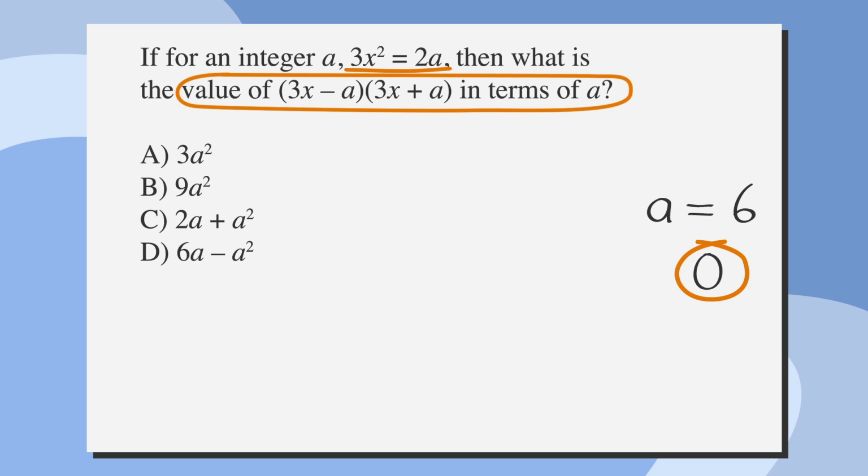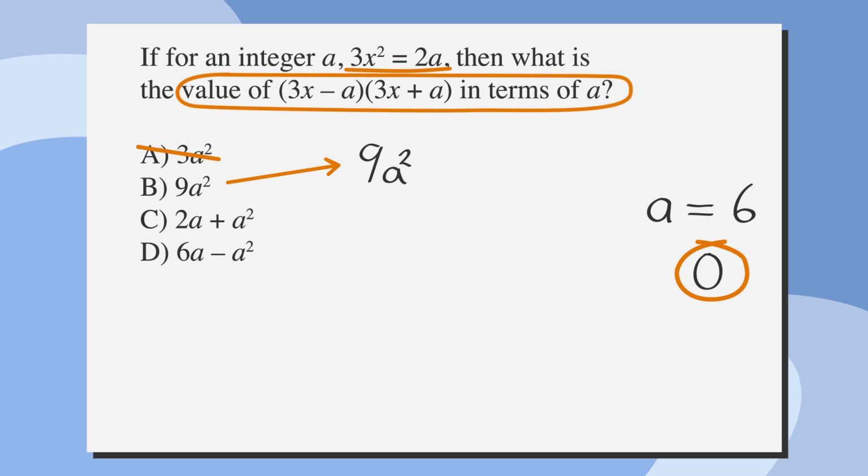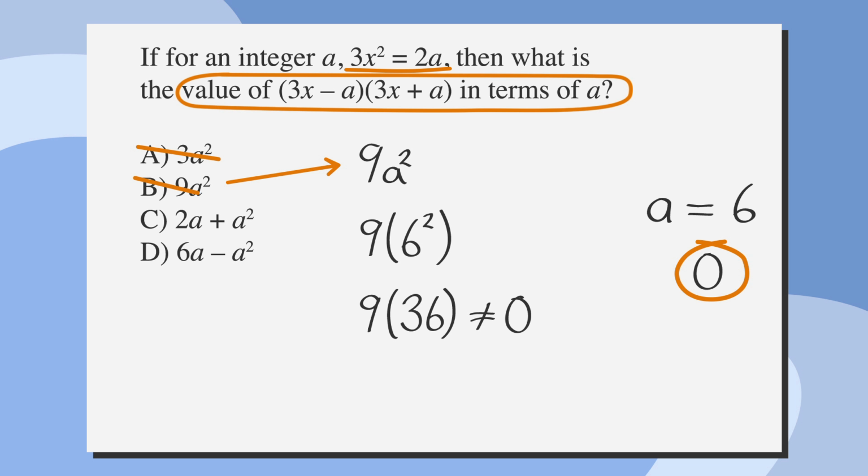We'll write out answer choice A, which is 3 times a squared, so we can do the work. Plugging in 6 for a, we get 3 times 6 squared. Since 6 squared, or 6 times 6, is 36, the equation becomes 3 times 36. We don't actually have to do that last multiplication step, since we already know that the answer will not be 0. Answer choice B is 9 times a squared. Plugging in for a, we get 9 times 6 squared, or 9 times 36, which definitely isn't 0.